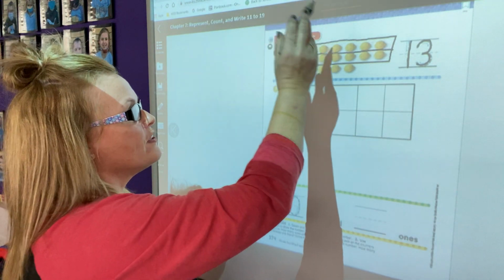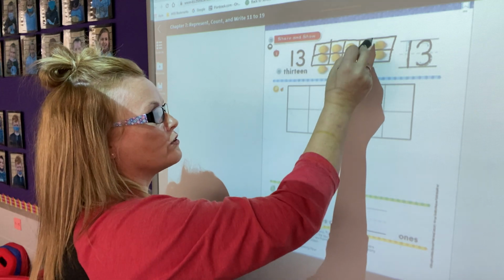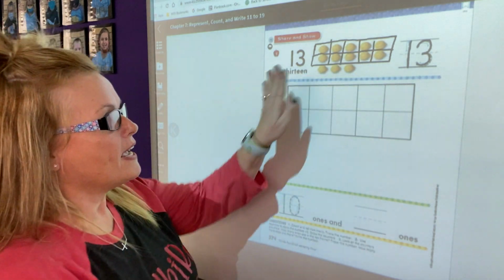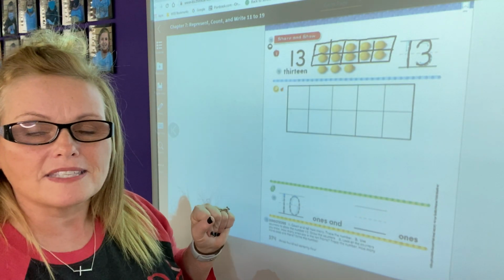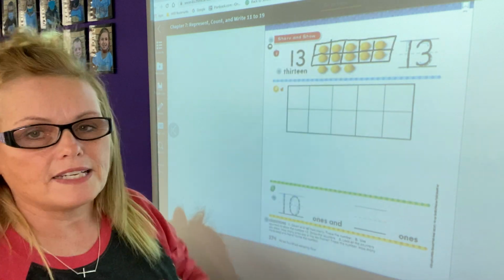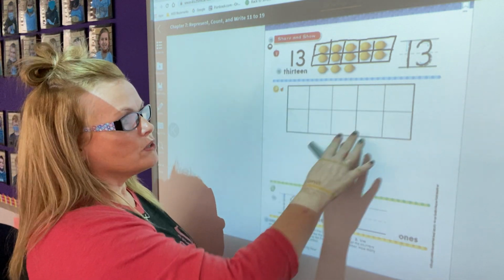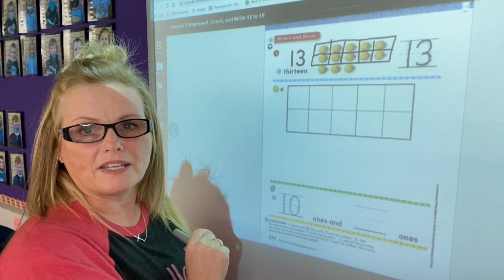And then we do our other lines up and down to make it turn into our own 10 frame. And now when we look at this, we can say there are 10, 11, 12, 13. It makes it a lot quicker for us when we're counting. Here, we're going to represent 13 by putting in 13 counters.